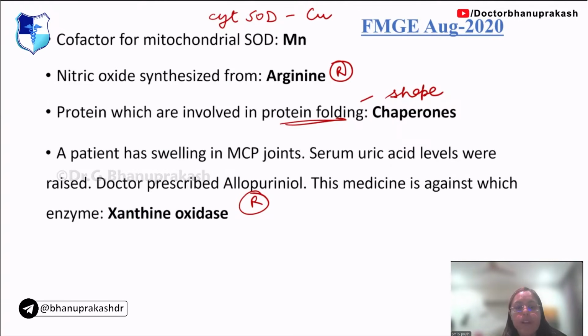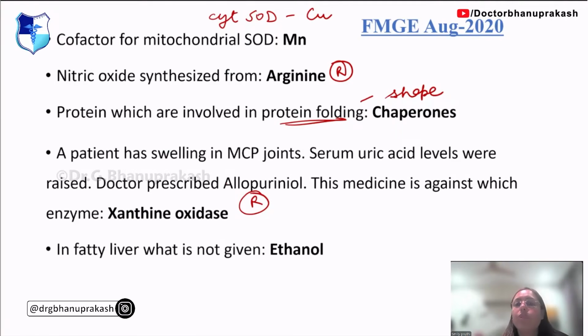So in fatty liver, which is not given, I told you lipotropic factors prevent fatty liver. So if any lipotropic factor is given, fatty liver will not occur, but ethanol or alcohol will cause fatty liver. The other three options in this question were lipotropic factors.